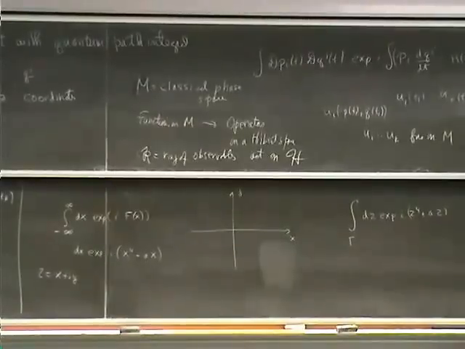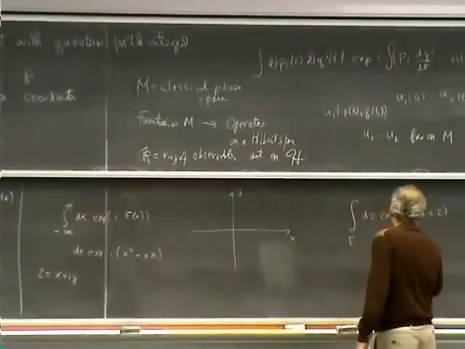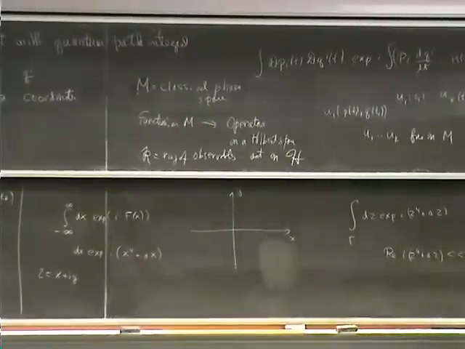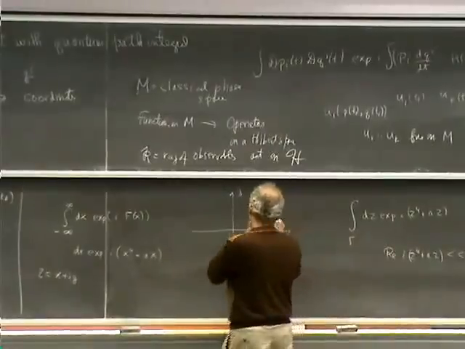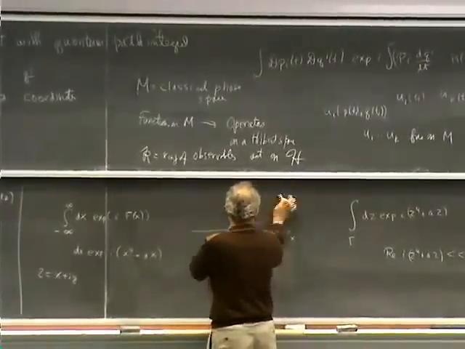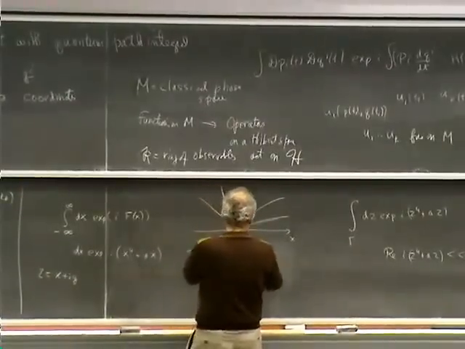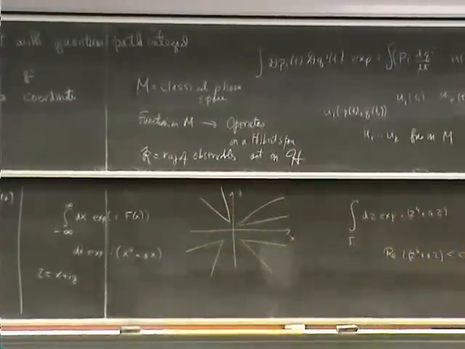Well, what are the regions where the integral is well-behaved? We want the real part of i z to the fourth plus az to be much less than zero. Those are clearly the good regions for this integral. And if you think about it a little bit, there are four of them. There are four good regions in the complex plane, one in each quadrant. If we multiply z by i, we don't change its argument. So the picture is invariant under a pi over 2 rotation. And in each quadrant, there's a section where the real part is negative.